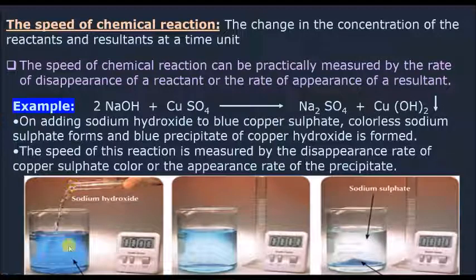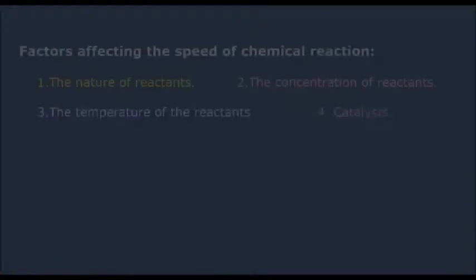When sodium hydroxide reacts with copper sulfate, the product will be sodium sulfate, which is a colorless solution, and copper hydroxide, which is a blue precipitate. By calculating the time taken for the blue color of copper sulfate to disappear and the blue precipitate of copper hydroxide to appear, we can calculate the speed of chemical reaction. If this change takes a short time, it is a fast reaction. If this change takes more time, it's a slow reaction.